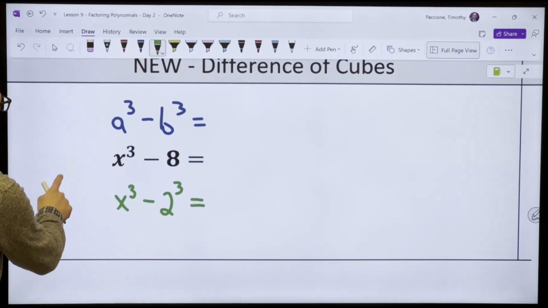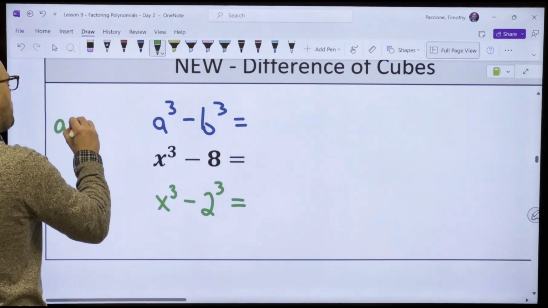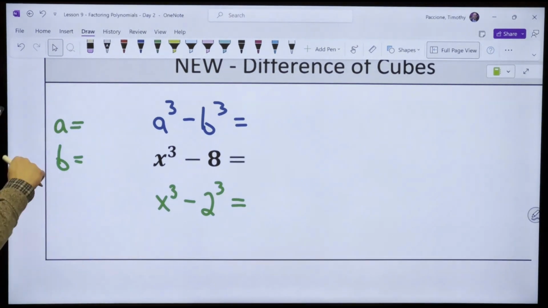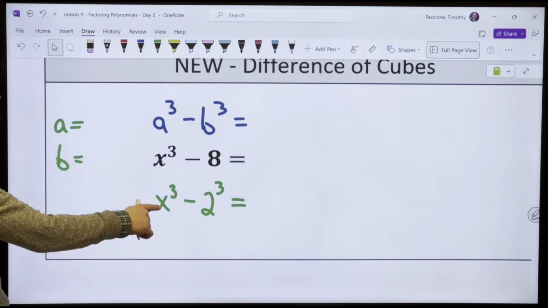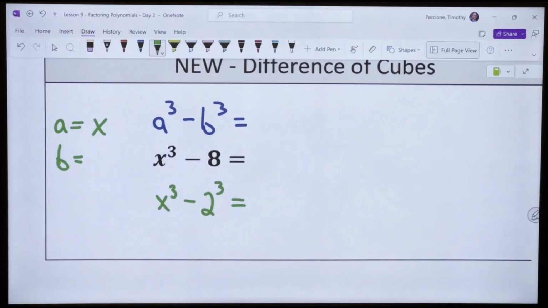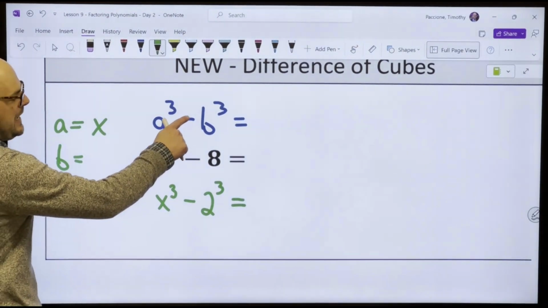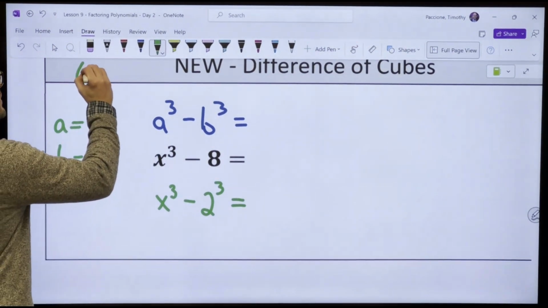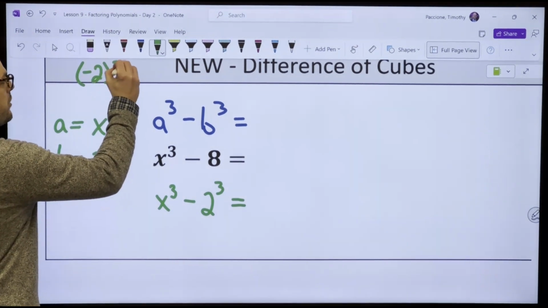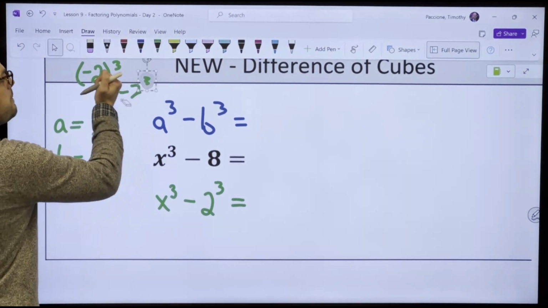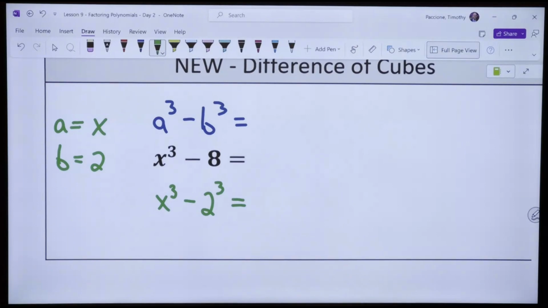Now, why is that helpful? Because we want to know what our a and b are in our situation. These are placeholders. What's our a and what's our b? What's the first thing we have being cubed? Not 1, x. What's the other thing we have being cubed? 2. There's no parenthesis, so it's not negative 2 to the third. The 2 is all that's being cubed. Don't put a sign on your b. Just take the number.